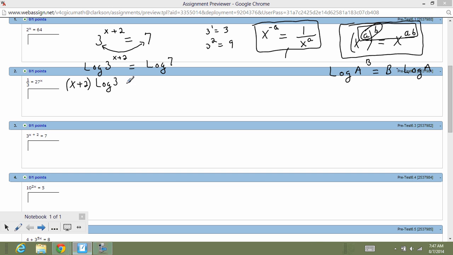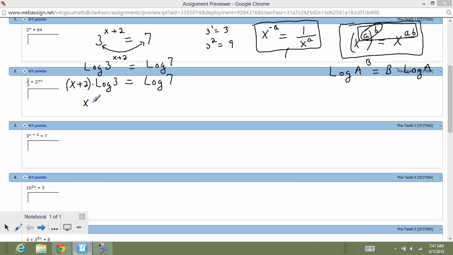I suppose it could be said, how do you solve exponent equations? And you could say you don't. You turn your exponent equation into a multiplication equation, and then use simple multiplication, division, addition, and subtraction to solve the exercise. All right? And so now x plus 2 times the log of 3 equals the log of 7.